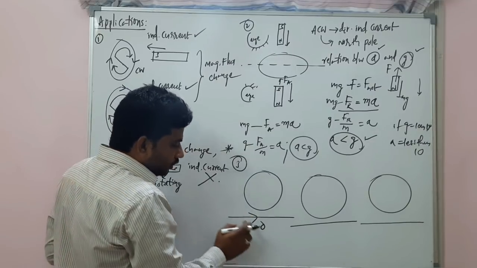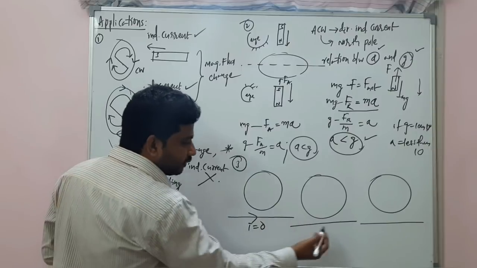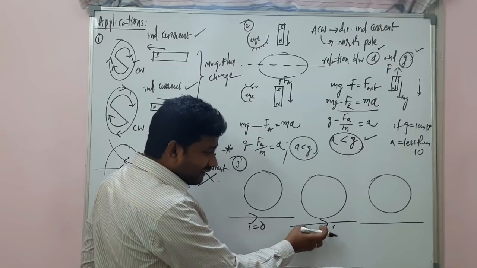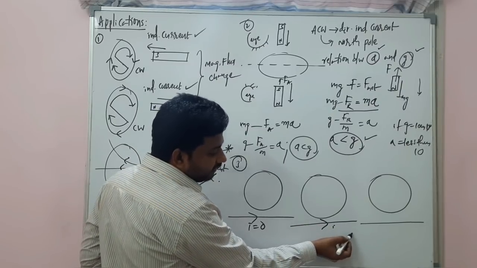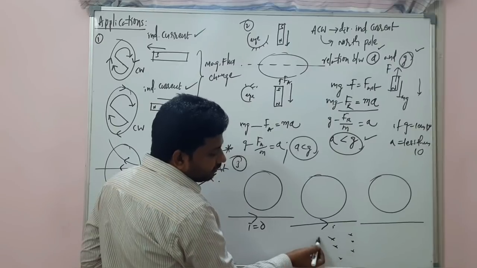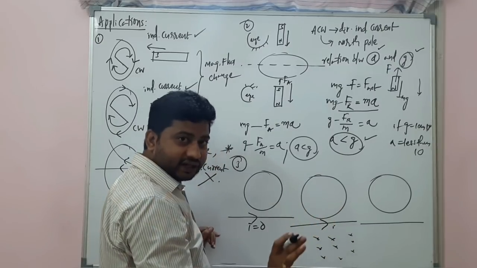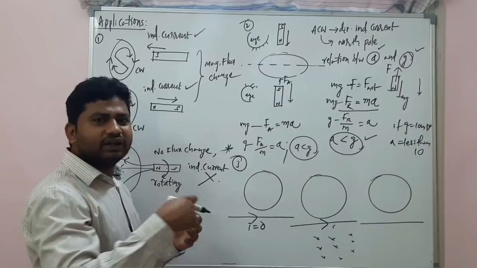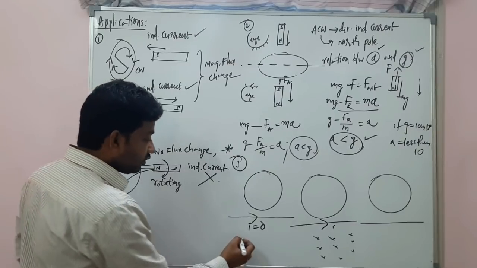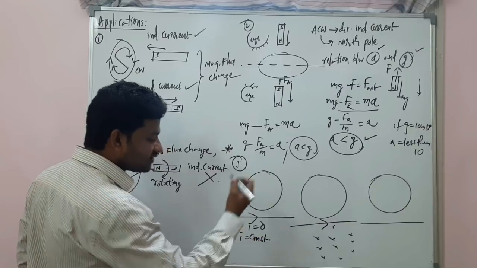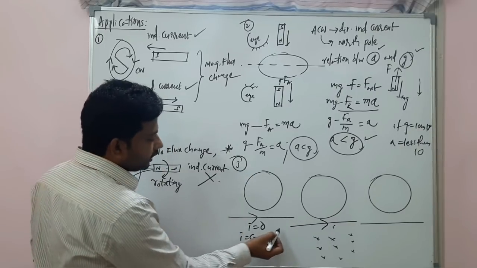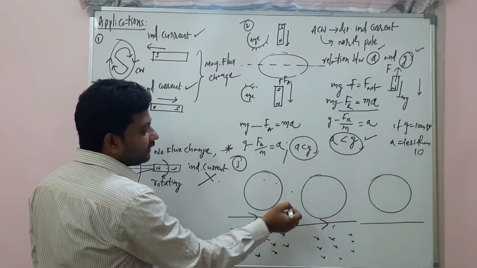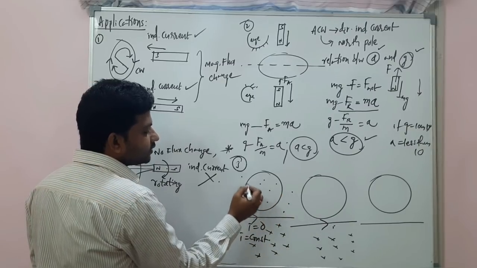According to the right hand thumb rule, if the current I is passing, what happens? On the right side of the wire, the magnetic field lines are into the plane. On the left side, the magnetic field lines are out of the plane. Understand? Come back to this. When there is no current, there is no magnetic field, no induced magnetic field. For example, if the current is constant, then on the right side the field lines are into the plane, and on the left side the field lines are out of the plane, my dear students.